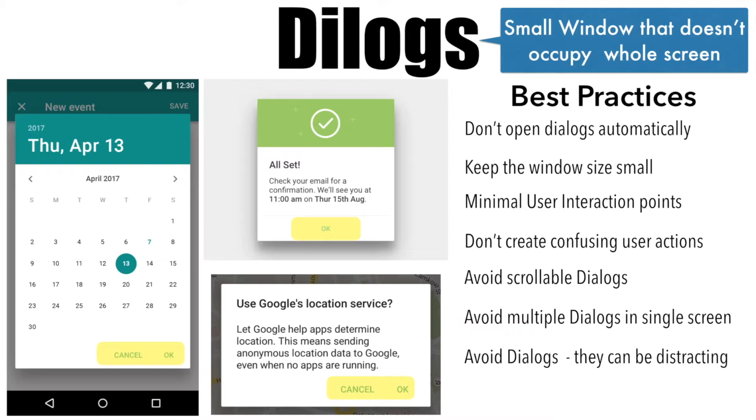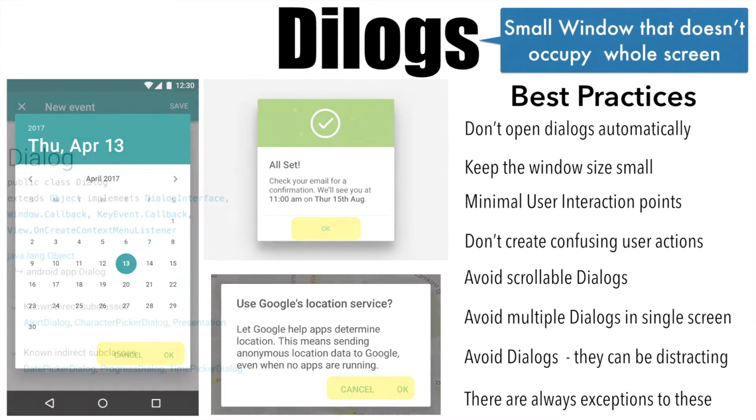Avoid dialogues. If something can be done without a dialog box on a normal screen, please try to get it accomplished through that route rather than using dialogues, because they can be distracting. However, if used correctly, dialogues can be a great way of improving the user interaction. And most importantly, always remember that there are always exceptions to these rules. So having understood the non-programming part of it, let's get into how we actually implement dialogues.